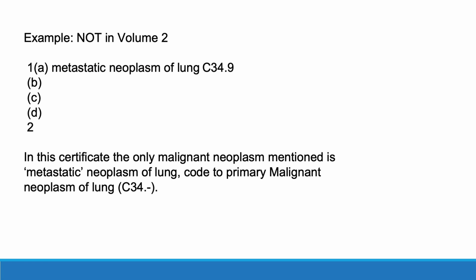This slide provides an example of how to code a case where metastatic neoplasm of lung is the only malignant neoplasm mentioned on the certificate. ICD coding instruction states that in such a scenario, despite the term metastatic, the condition should be coded as primary malignant neoplasm of lung, C34, not as a secondary site.